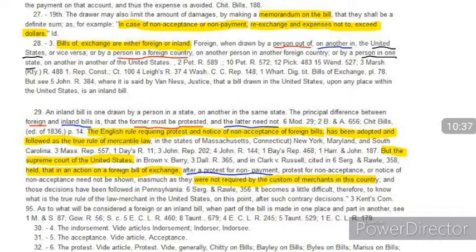Bills of exchange are either foreign or inland. They're either foreign or inland. So, foreign, when drawn by a person, that's that word again, out of, on another, in the United States, or vice versa. It's very interesting, and I put the three different colors there for y'all to notice the different entities there.